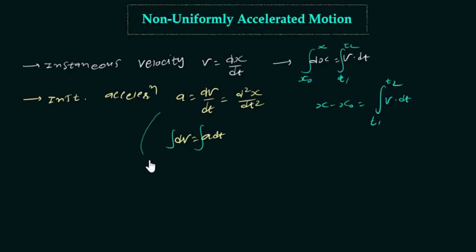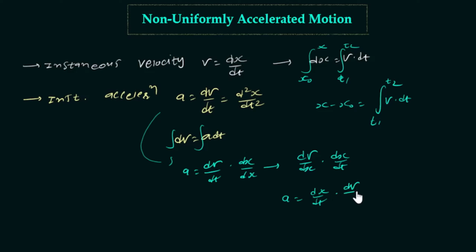Also, we can write this equation as a equals dv by dt times dx by dx. This can be written as dv by dx into dx by dt. So acceleration will be written as dx upon dt times dv by dx. So this can be written as v into dv by dx. Also, you can write it as v dv equals a dx.